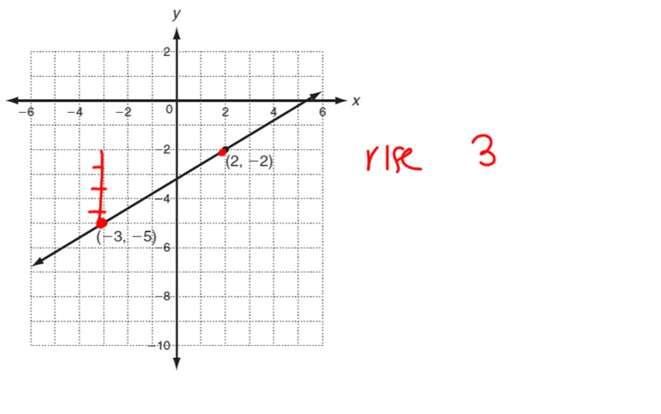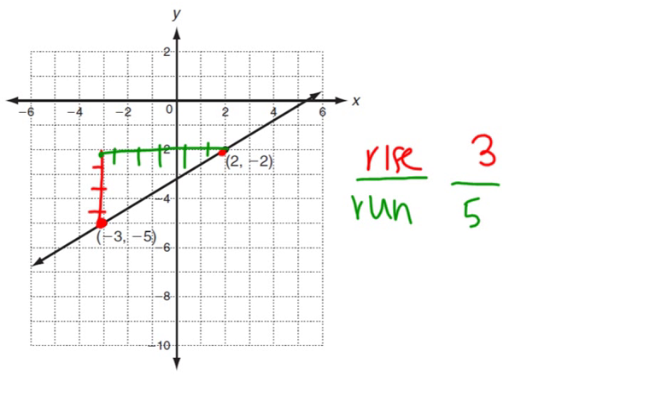Now I want to figure out how much I run to get from where I am over to where the other point is. That is 1, 2, 3, 4, 5 places. So my run is 5.